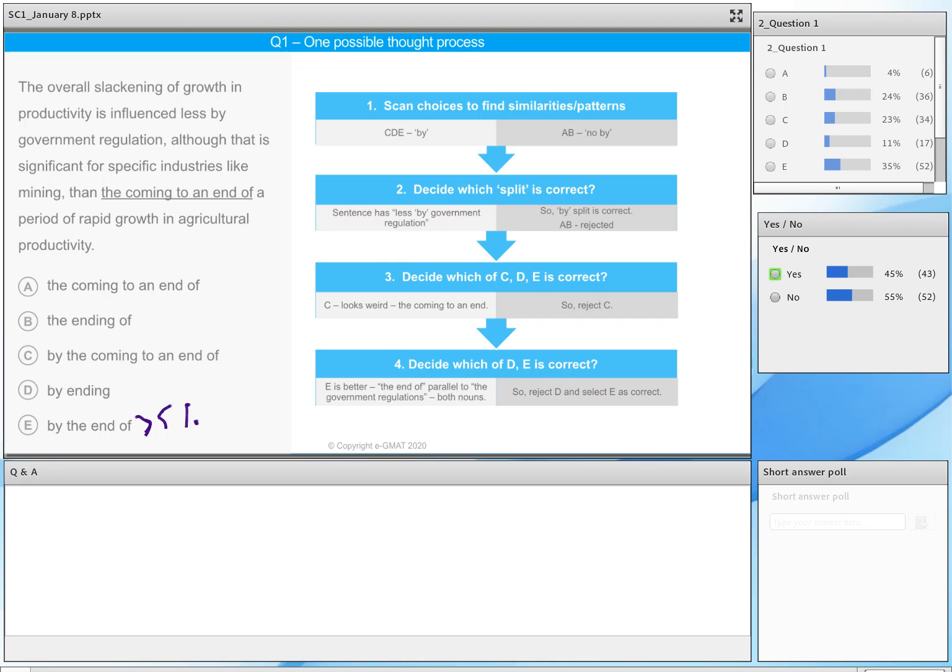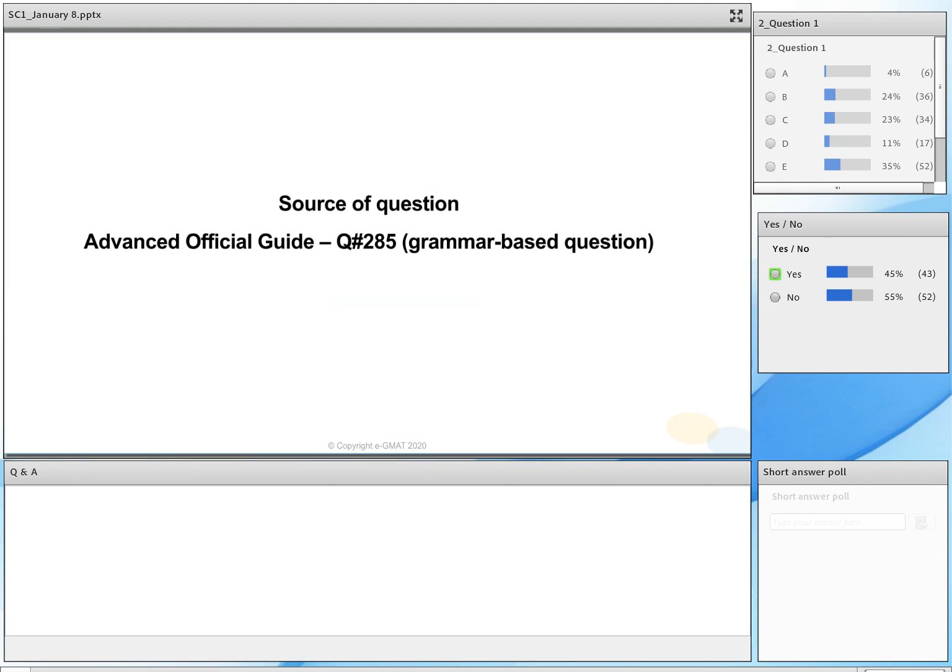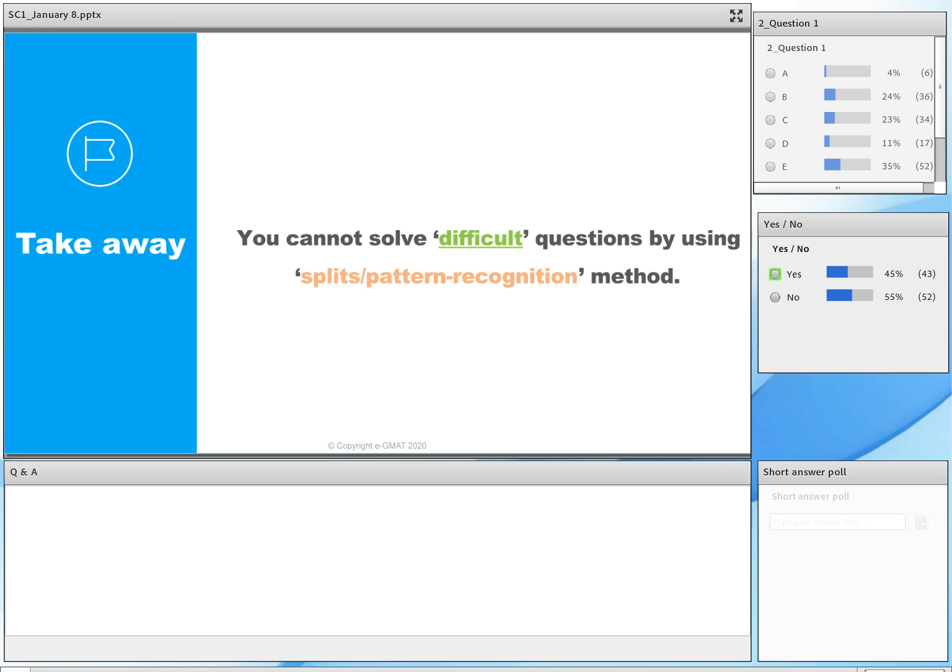But the majority of you are telling me you're not using this approach. So let's talk about what possibly happened here, and how this isn't a great result to get. Again, this is from an official question. They call it a grammar-based question, but I'm going to argue with the official people here, because I don't think this is fully a grammar-based question. Yes, you need some tools of grammar to get to the correct answer, but you can't solve difficult questions just by using grammar, and you can't solve difficult questions by using this splits method. So if you're in that 45% that say you're using this type of approach, this isn't going to get you to the correct answer choice. Maybe once in a while, but not regularly. Just like fast food is okay every once in a while, but on a regular basis, it's not going to be the best thing for our bodies.